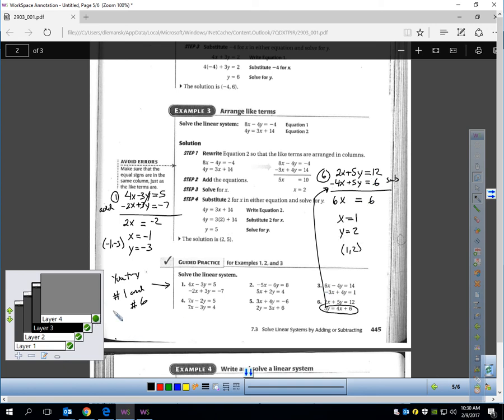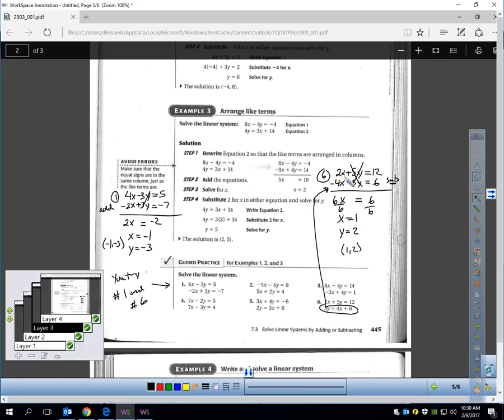Okay? Now, I notice that I can subtract, and if I subtract, the y's will cancel. 5y minus 5y eliminates. Now be careful here. 2x minus negative 4x is positive 6x, and 12 minus 6 is 8. Divide each side by 6. You notice x is 1.